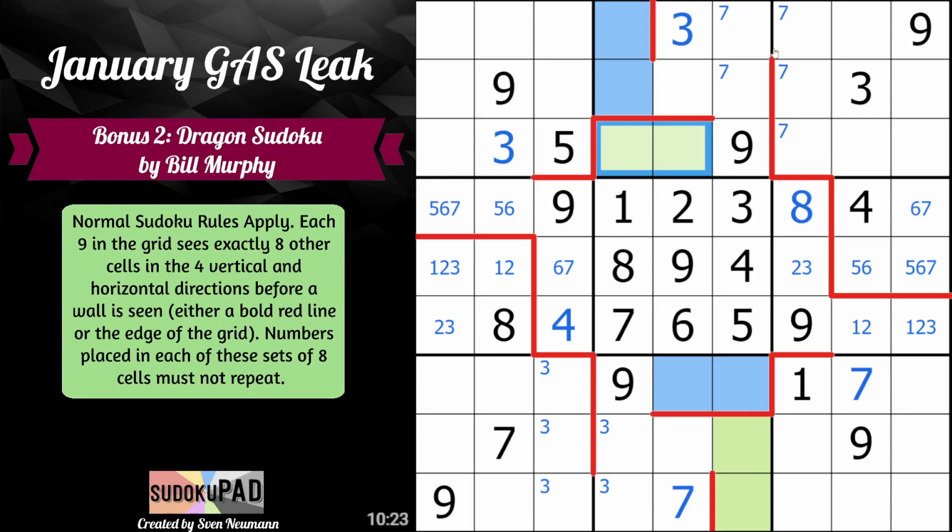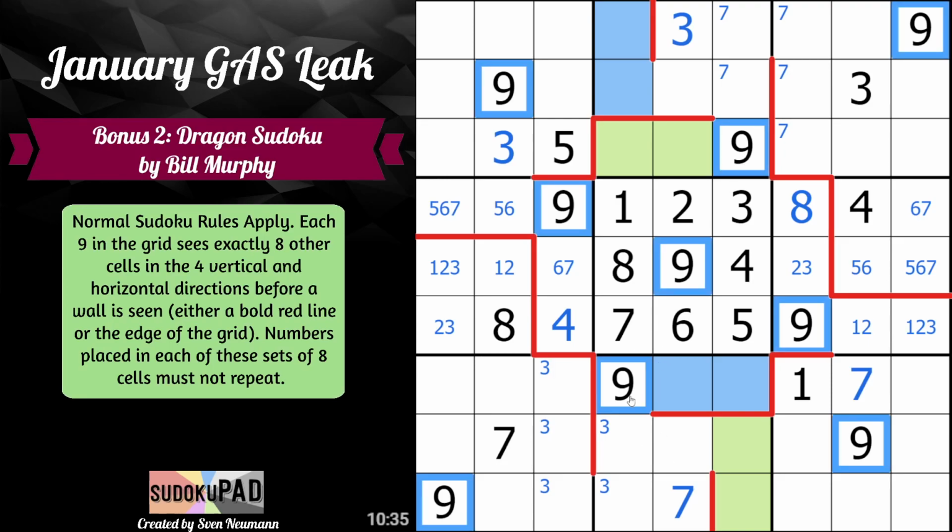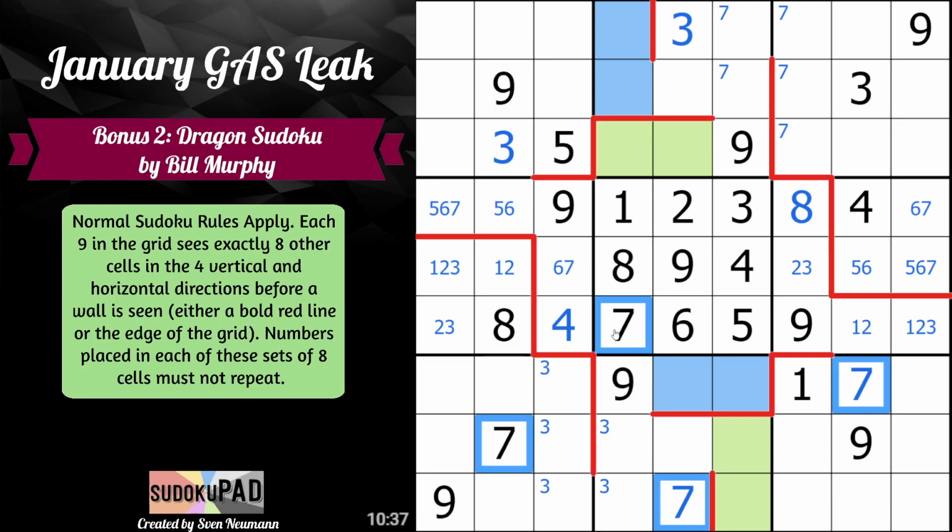I guess here's something interesting. Where does this 9 get its 7 from? And I guess in the same way. Oh no, sorry. 7, never mind. Hmm. I don't even know what I was trying to do there. Blue, green. Do we have enough information here to place some digits?